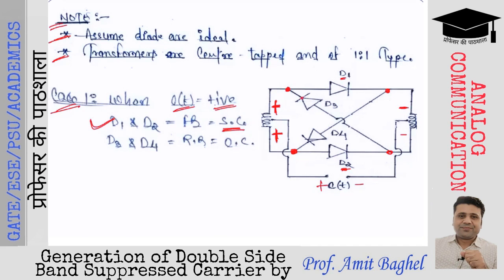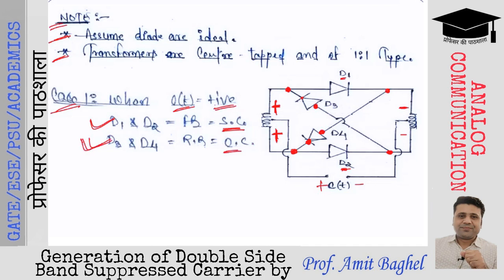D3 के नेगेटिव टर्मिनल पे पॉजिटिव वोल्टेज है और D3 के पॉजिटिव टर्मिनल पे नेगेटिव वोल्टेज है. Hence D3 is reverse biased. And you can observe the same case with the D4. D4 के नेगेटिव टर्मिनल पे पॉजिटिव वोल्टेज है और D4 के पॉजिटिव टर्मिनल पे नेगेटिव वोल्टेज है. Hence D4 will also be reverse biased. And D3 D4 reverse bias, hence they will be open circuited.